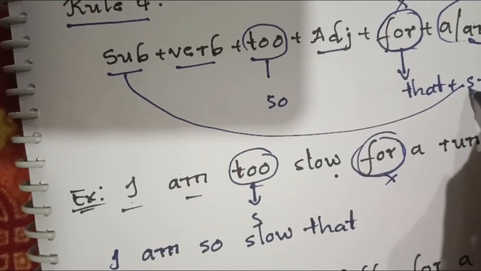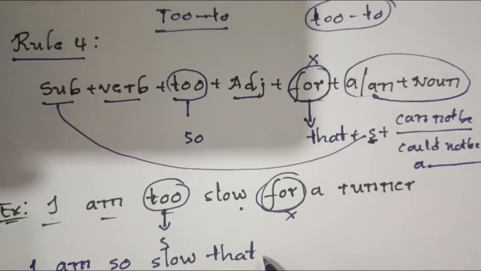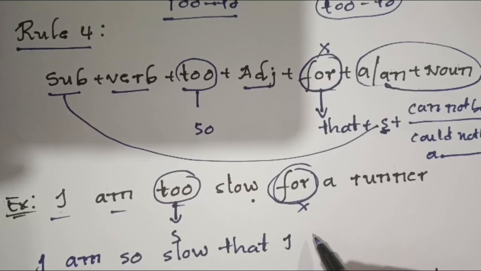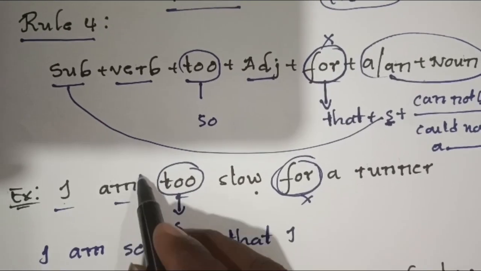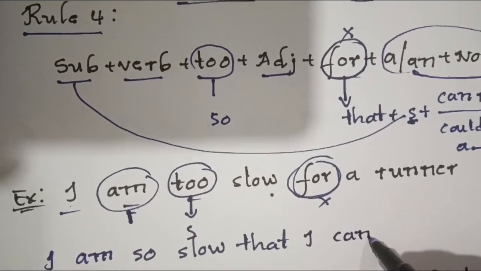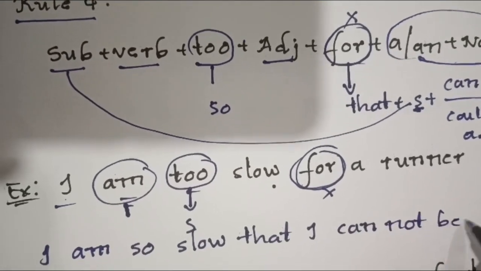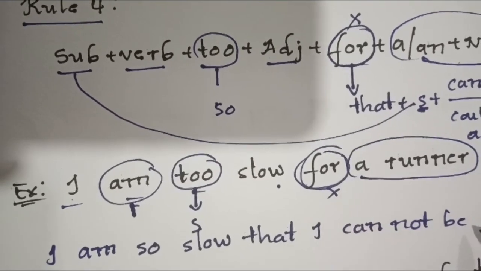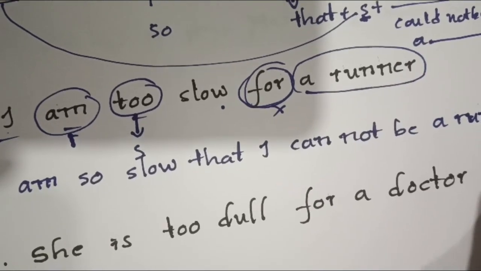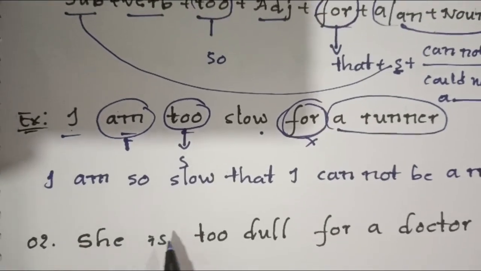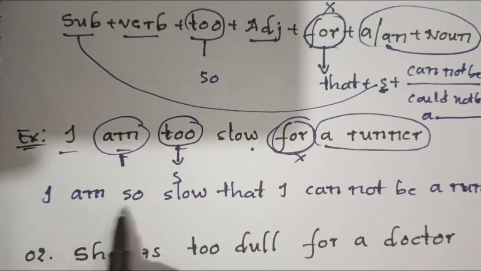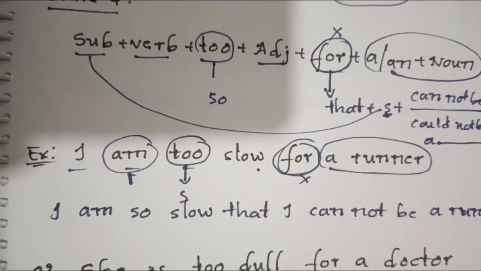Immediately we use the subject: I. Do we use 'cannot' or 'could not'? Based on the verb, which is in present tense, we use 'cannot be a', and whatever remaining part there is, we use as is. Cannot be a runner. So this is the answer: I am so slow that I cannot be a runner.